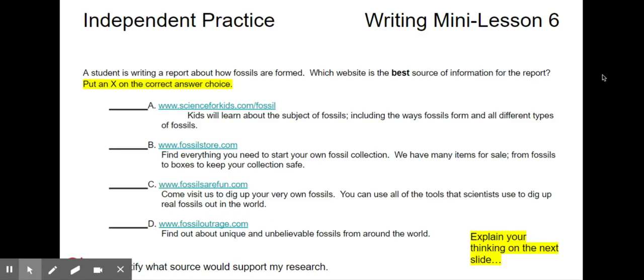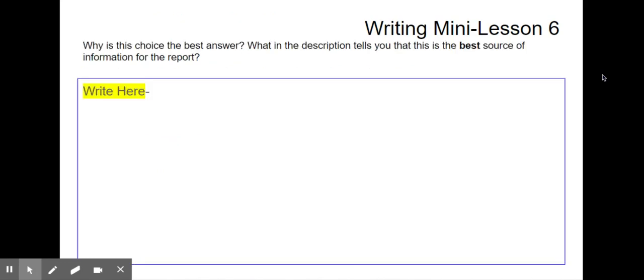Your independent work today is to answer the following question. A student is writing a report about how fossils are formed. Which website is the best source of information for the report? What I want you to do is go through each choice closely and think about if they support what the student is researching, just like I did in the model. When you're finished, I want you to tell me how you knew that was the best choice, just like I did as well. You need to use full sentences and be specific in your response.